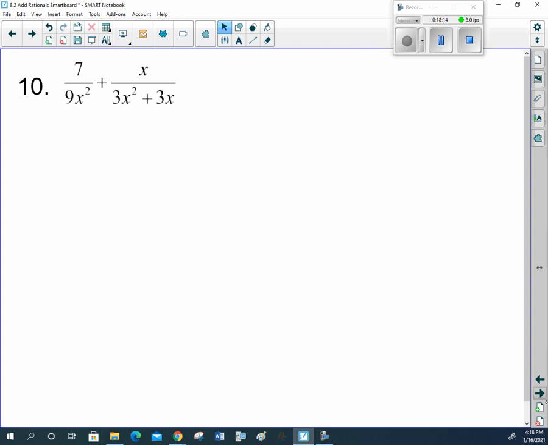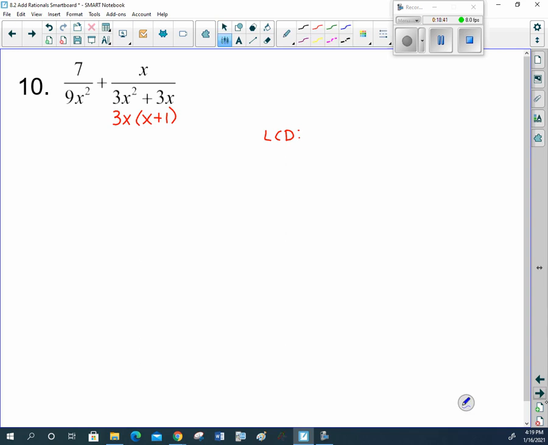Okay, number 10. This one seems to be the hardest one right here to get the lowest common denominator. So let's kind of work through it and see what we can come up with. So first of all, let's factor the term over here on the right. So I'm going to take out a 3x, and that's going to leave me with x plus 1. Okay, so remember my statement. I always like to look at the numbers, just the numbers by themselves first.